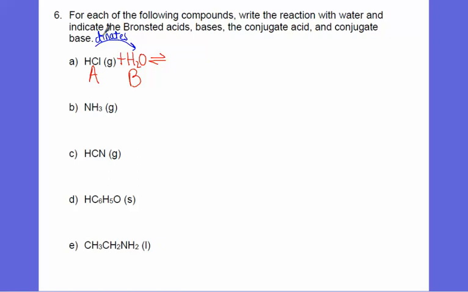That says donates H plus. Okay, it's always going from the acid to the base. All right, so what are my products of this? If HCl gets rid of a hydrogen ion, what's left? Cl minus. And if H2O gains a hydrogen ion, what do we have? H3O plus.